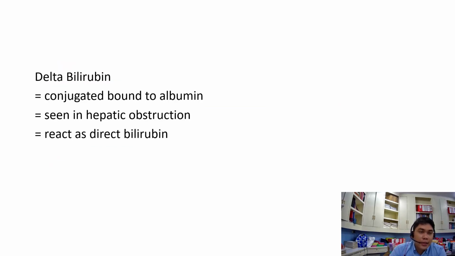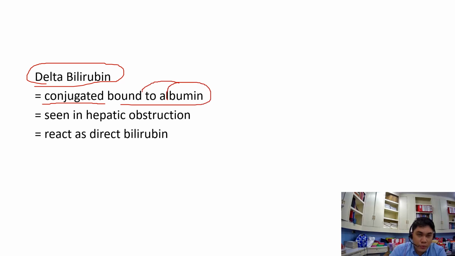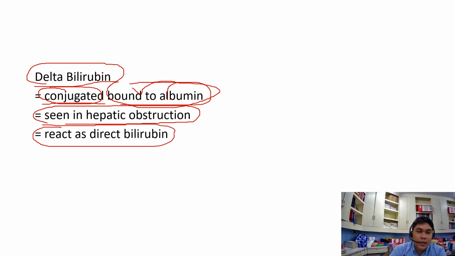Okay. Next is the third type of bilirubin. It is delta bilirubin. So delta bilirubin is more of a hybrid of B1 and B2, because delta bilirubin is a conjugated bilirubin bound to albumin. So this one has characteristics of B1 and B2. Okay, so hybrid. It is seen in hepatic obstruction or biliary obstruction. That's the indication of delta bilirubin. And same with conjugated bilirubin, it will react directly with the diazo reagent.